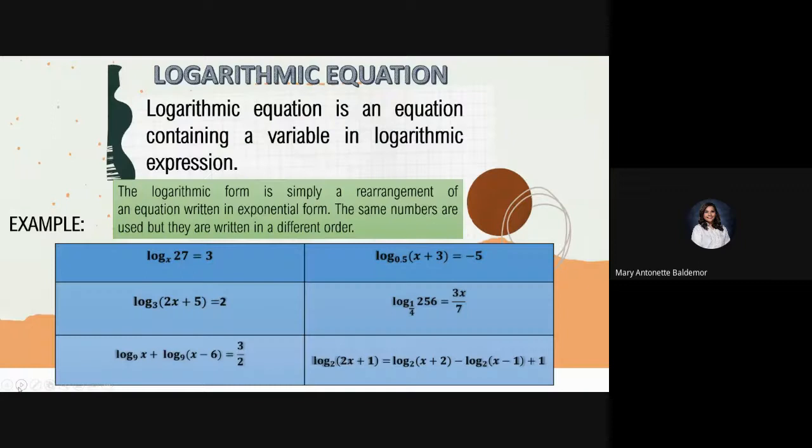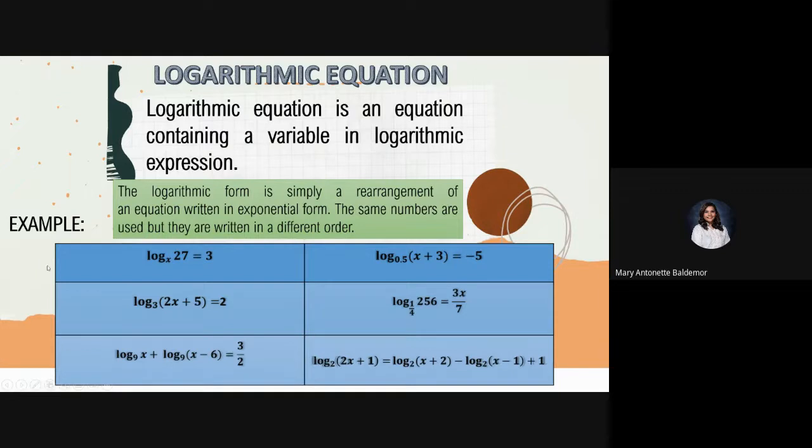So let's start with logarithmic equation. For the definition, we define the logarithmic equation as an equation containing a variable in logarithmic form. So take note that the logarithmic form is simply a rearrangement of an equation written in exponential form. The same numbers are used, but they are written in a different order. Later on, we will be discussing the transformation of exponential equation to logarithmic equation.